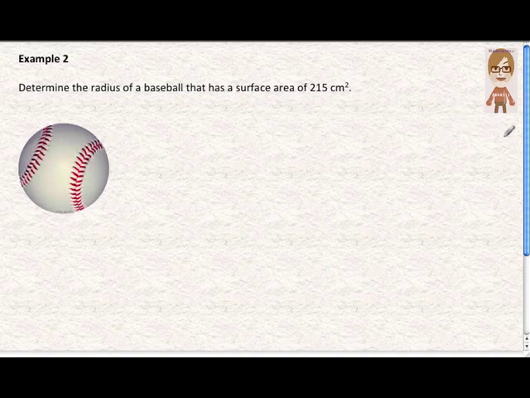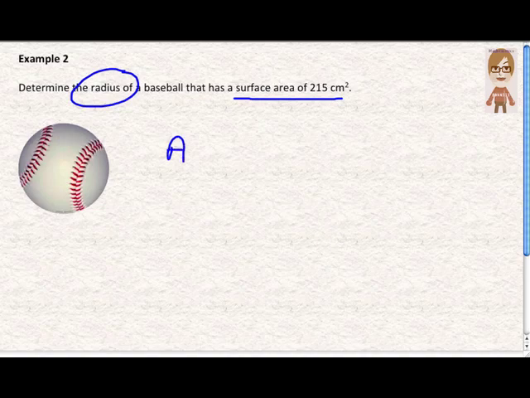I really like questions like this because it takes what might be a boring question and makes it a little bit more interesting, because you're given the surface area. It says the baseball has a surface area of 215. So a lot of students might think, well, then I don't have to do anything for this question because I already have the answer. It's 215. But what they're actually asking you for is the radius. What must the radius have been in order to get a surface area of 215 centimeters squared?